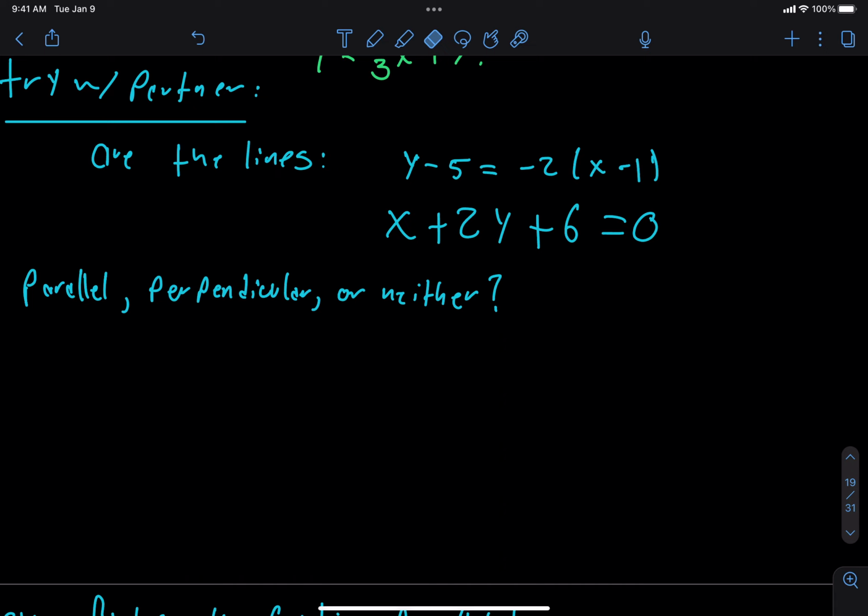And then we just do negatives on y. Okay, and now y is by itself? Then you divide everything by 2. Exactly. So now what do I get? You get 2y equals negative x minus 6, divided by 2. And you get y equals -1/2 x minus 3.